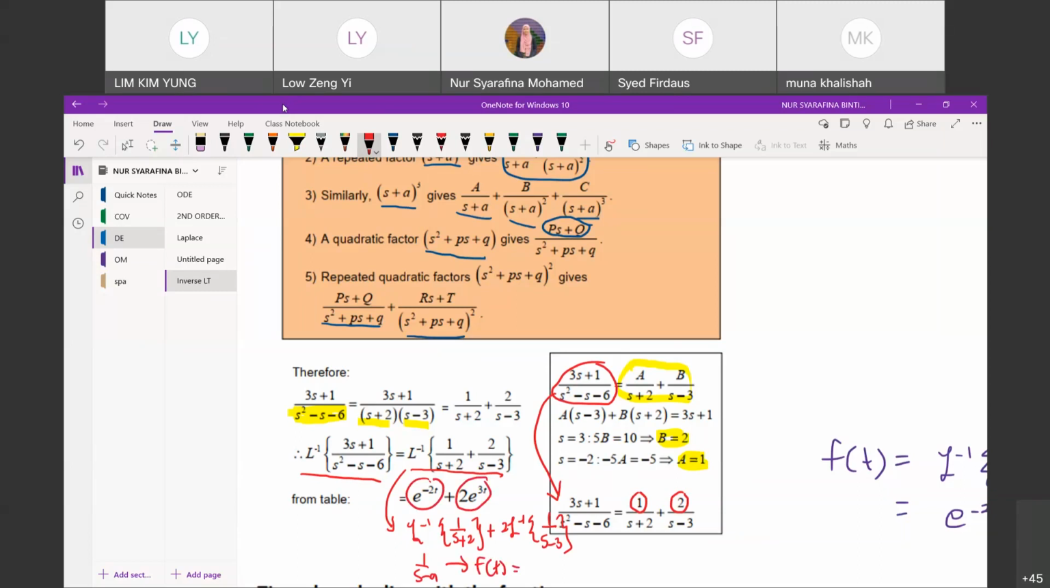Is that clear now? We have to simplify. How to simplify? We use partial fraction, and once it is simplified, you can now map to the table of transformation of the properties. Is that clear now? How to simplify? Take a look at the denominator. Use quadratic factorization if the function is quadratic, and then just proceed with the partial fraction. Find the value of constants A and B then. Okay, clear now?